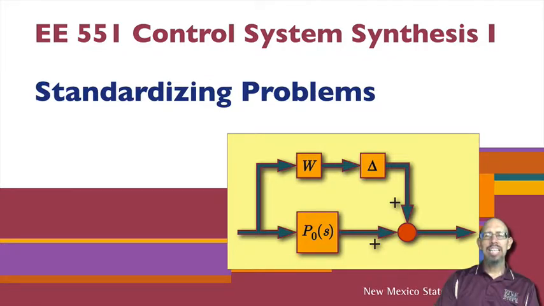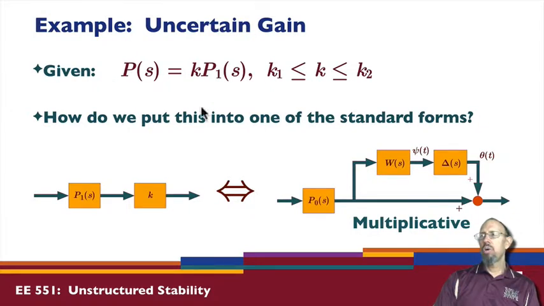All right, now we're going to look at some examples of how to standardize problems. So here is an example. We have a system with an uncertain gain, and the gain k is between two values. We know that it's uncertain, but it's not completely uncertain. It's known between some values k1 and k2. Okay, so it's not completely uncertain, but we don't know exactly what this value is.